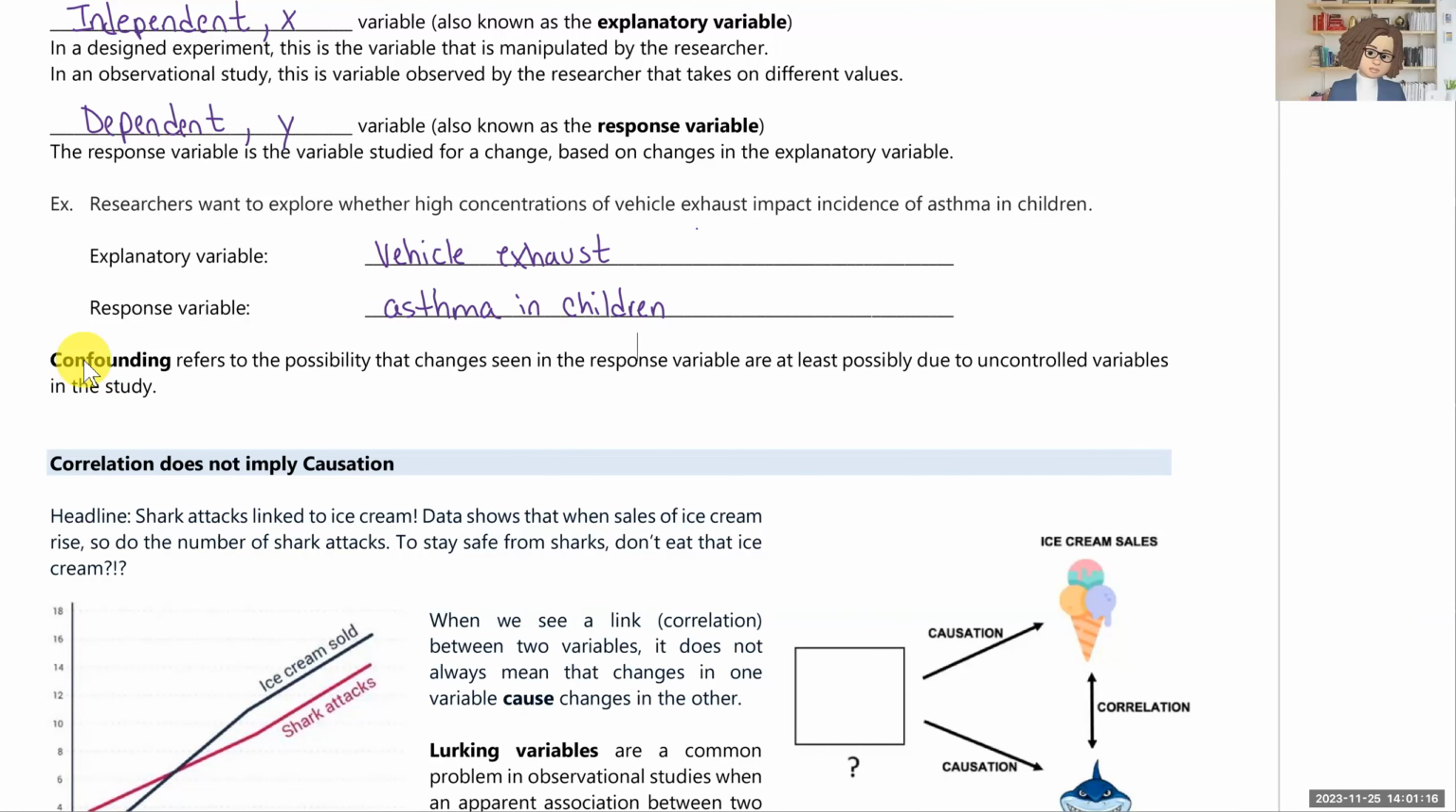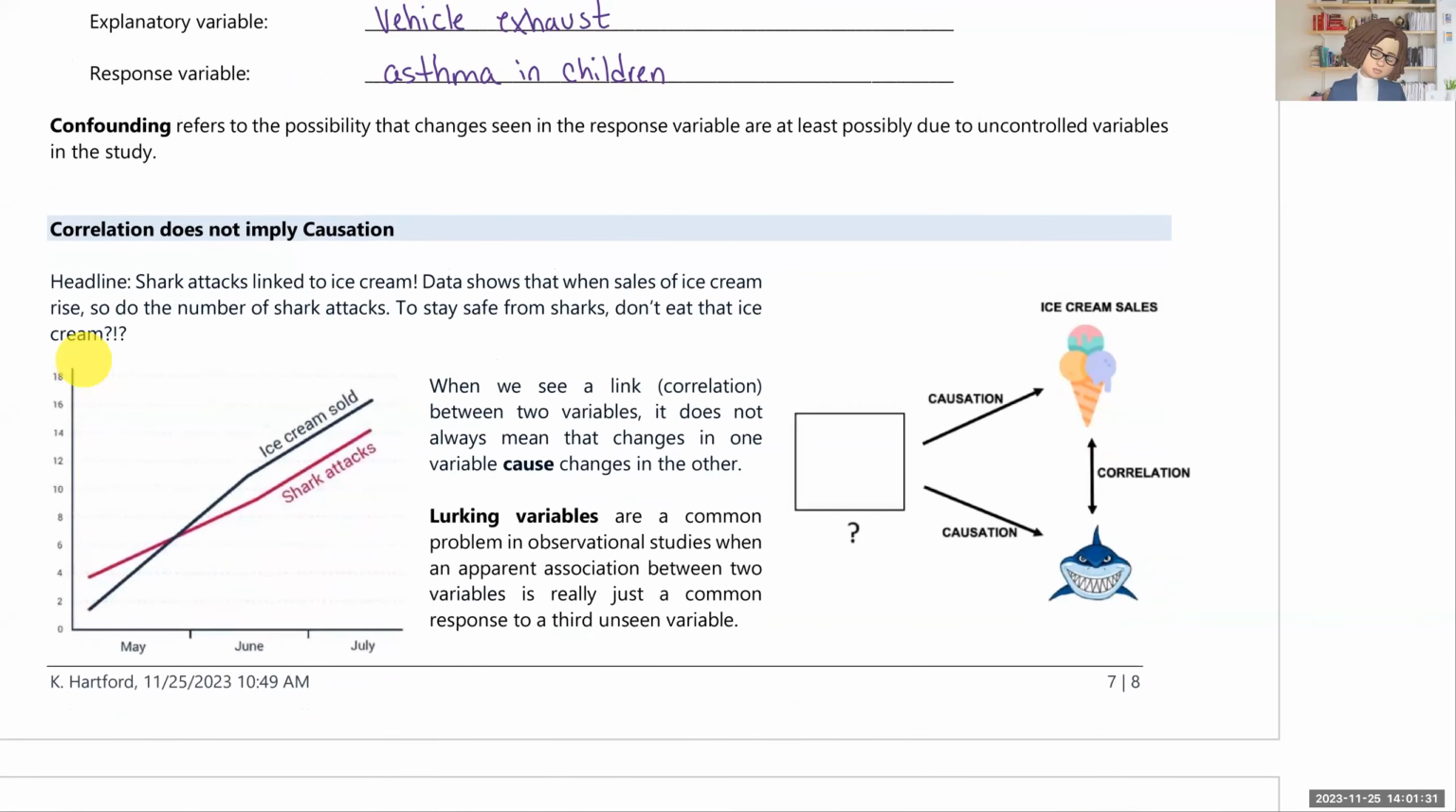And so it's something that researchers always have to consider when they're doing their research. And it can be difficult to isolate if just one thing alone is contributing to another. Often it's more complicated. So we'll end here with a kind of silly example of this idea of cause and effect not being the same thing as two variables being related or correlated. So here's my headline. Shark attacks are linked to ice cream. Data shows that when sales of ice cream rise, so do the number of shark attacks. So to stay safe from sharks, don't eat that ice cream.